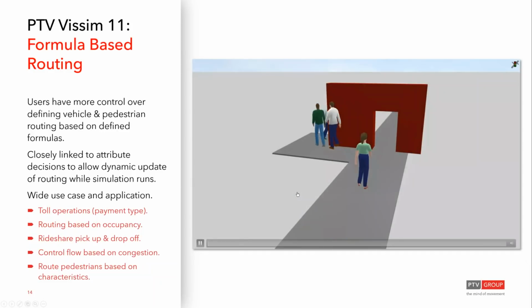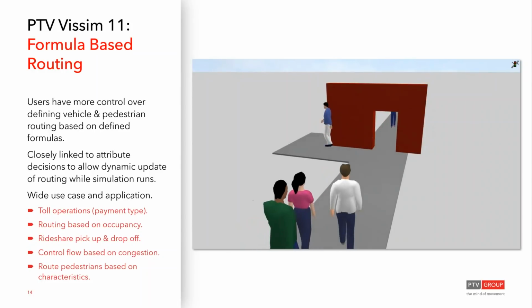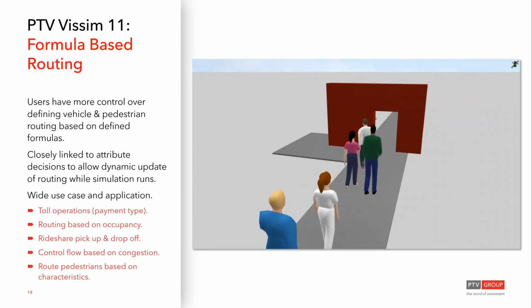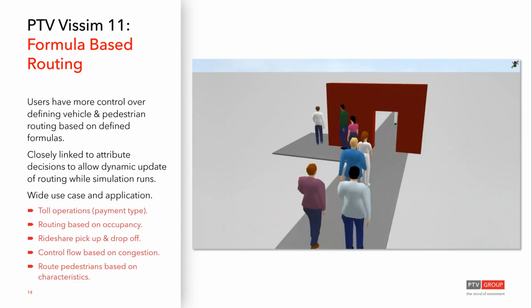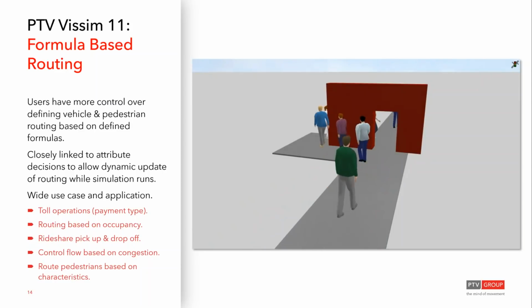And this will allow us to actually route pedestrians and vehicles in the network depending on those attributes. So here we've just got a simple model that shows a doorway with a low height to it. And what we have is pedestrians who have a height under 1.65. So those people who have an attribute of their height.